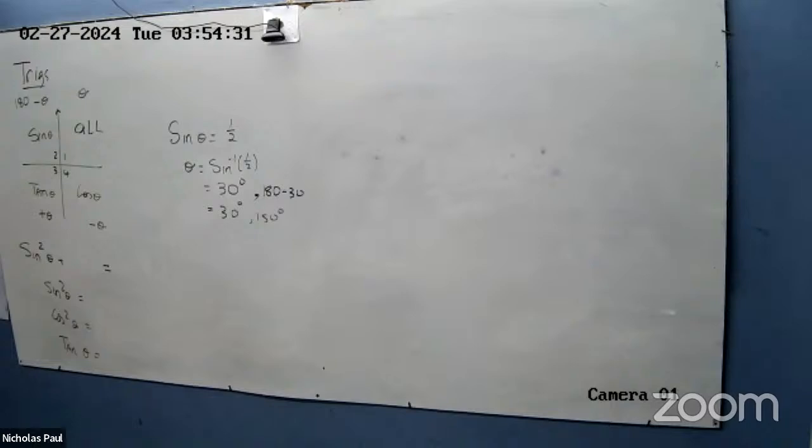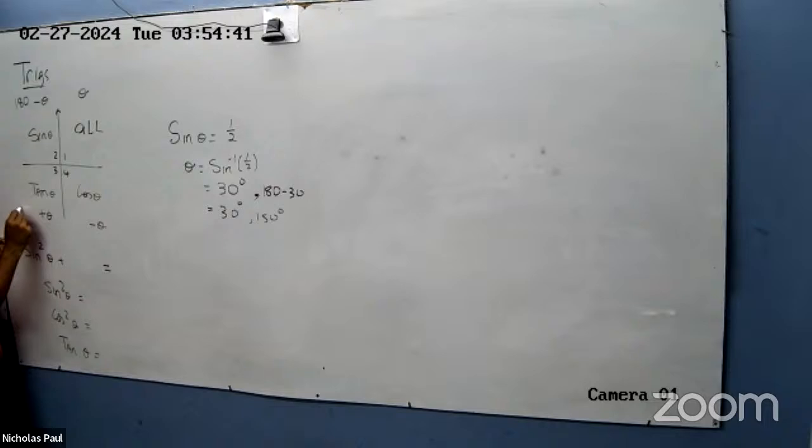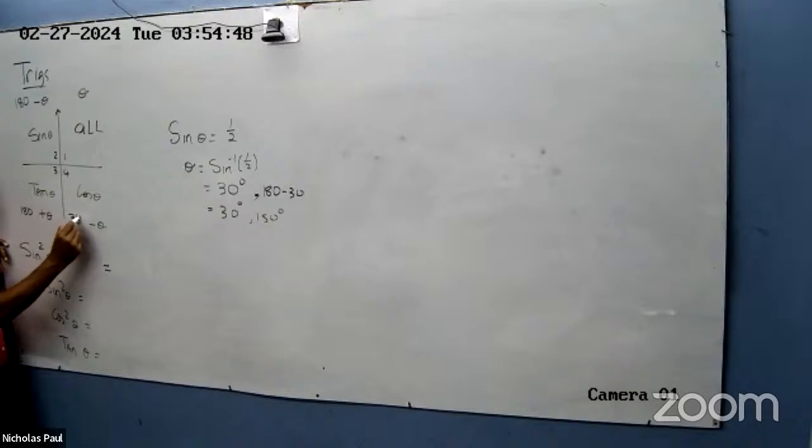Are you okay with that? Suppose it was tan positive here. How do I get the value in the third quadrant? It will be 180 plus theta. How do I get the value in the fourth quadrant? 360 minus theta. All right.